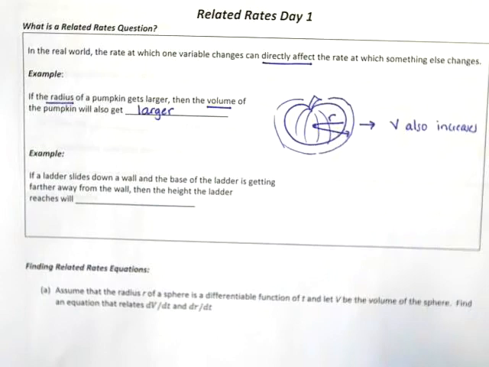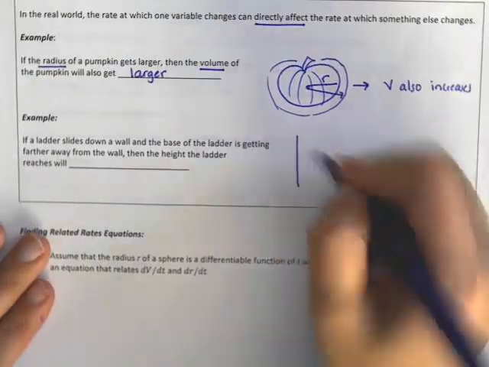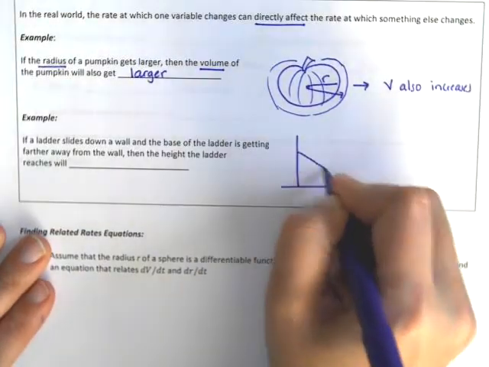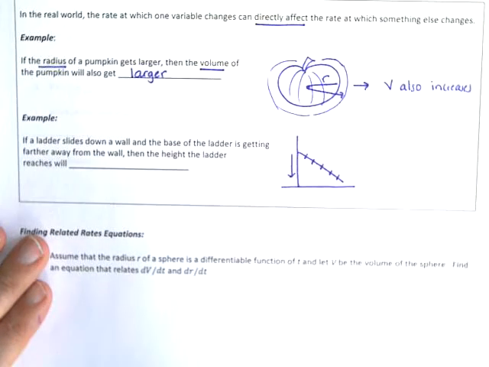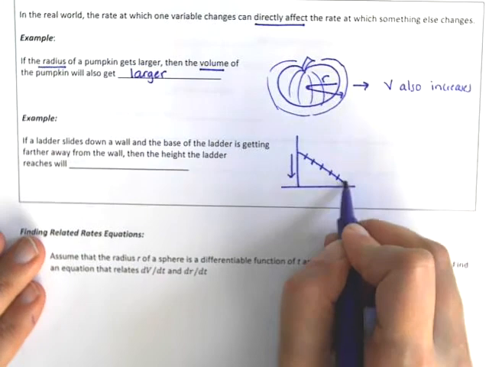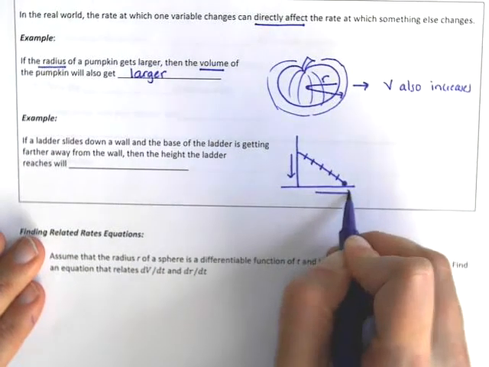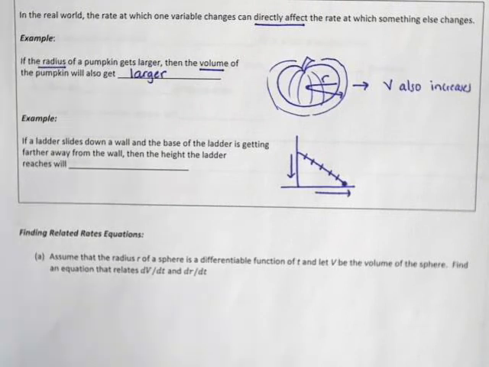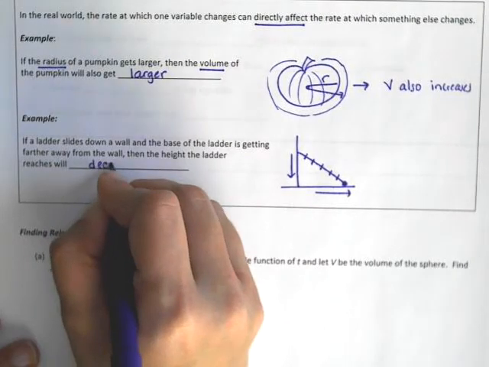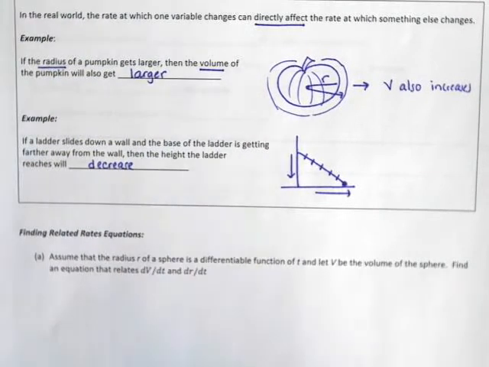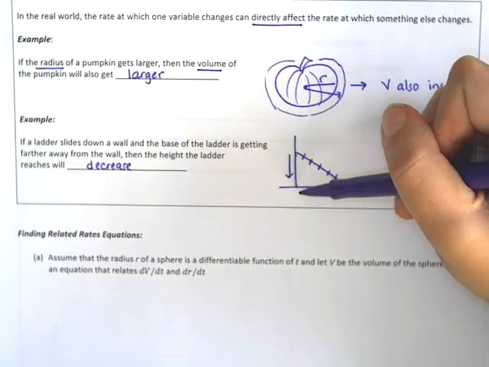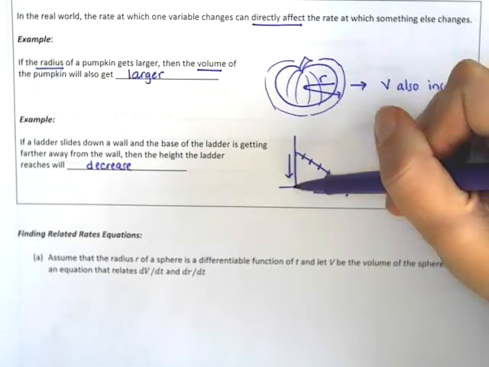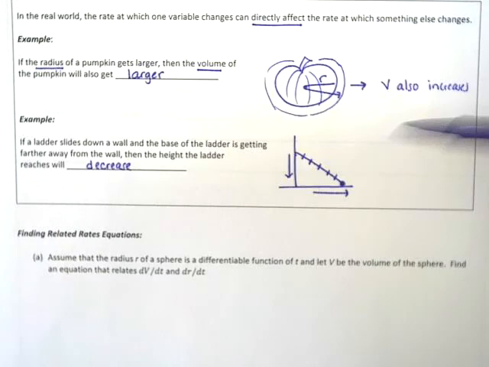If a ladder is sliding down a wall, so we've got a wall, we've got a ladder leaning against a wall. If the ladder slides down the wall, then the base of the ladder, this point, is going to slide away from the wall. And therefore, the height that the ladder reaches will decrease. So three things will be changing. The top of the ladder will be sliding down. The base is going to get further away, and the height that the ladder reaches will be less.